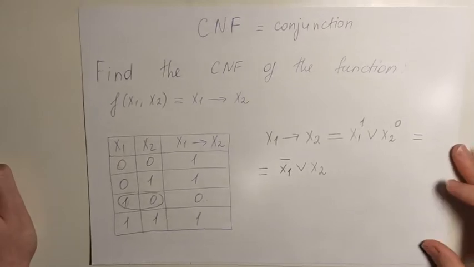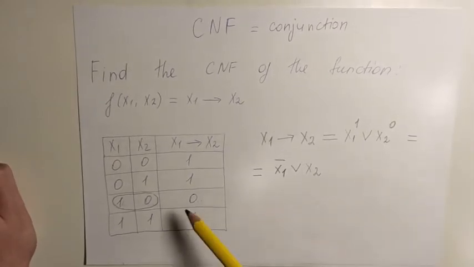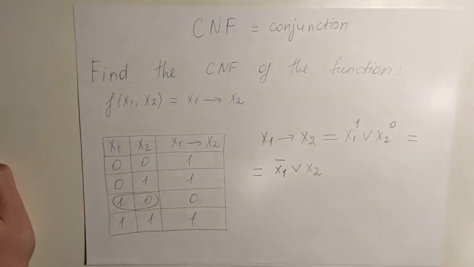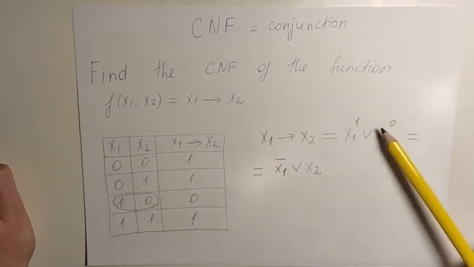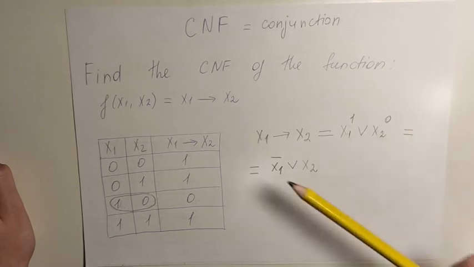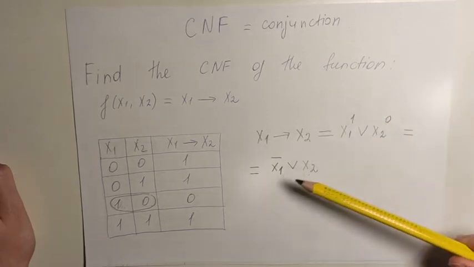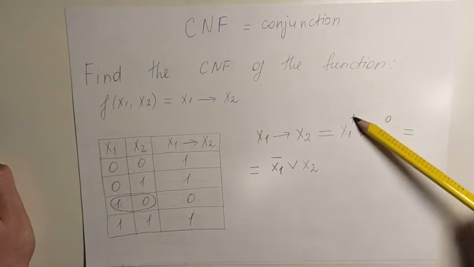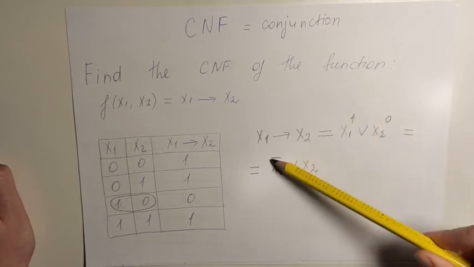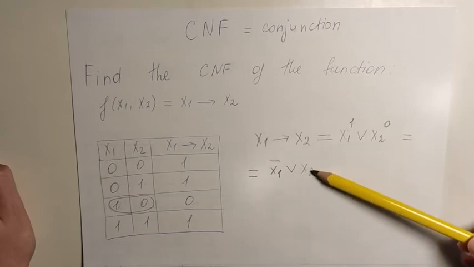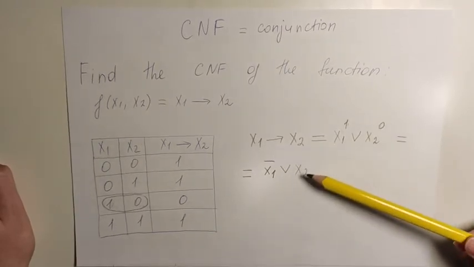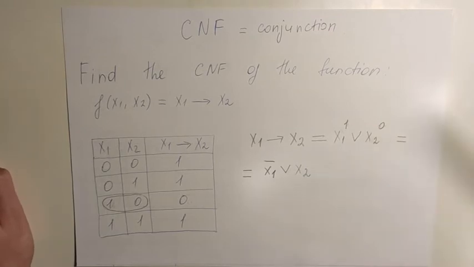If we want to construct the CNF, we should choose the ordered pair or triples for which the value is equal to 0, and we will write this. Then for the variable whose truth value is equal to 1, we should write the negation. But for the variable equal to 0, we should write the same variable. We don't change it, okay? Let's see another example.